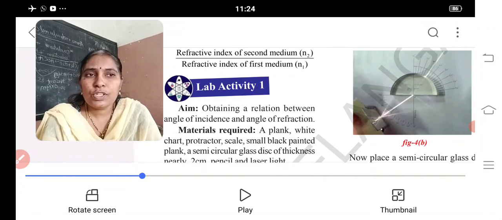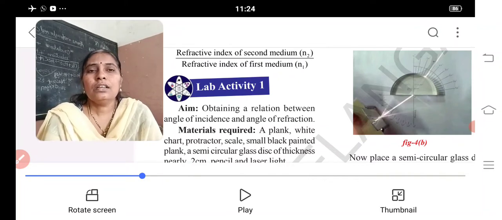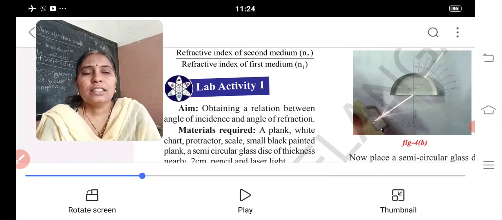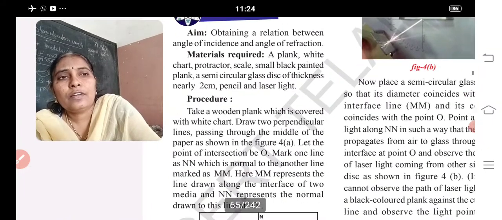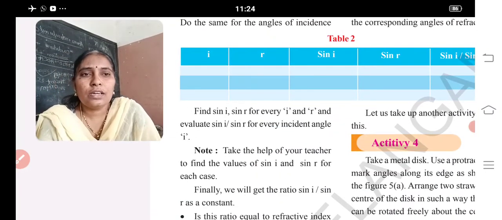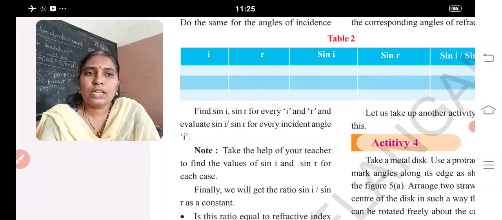So the angle which we are making is the angle of incidence, and the ray which is coming out through the semicircular glass disc is said to be the angle of refraction. So here find sin I by sin R for every incident ray. Note, take the help of your teacher to find the values of sin I and sin R for each case. Finally, we will get the ratio is constant.